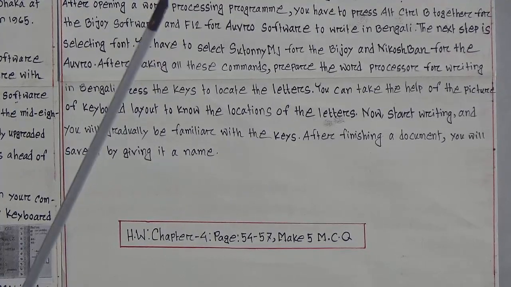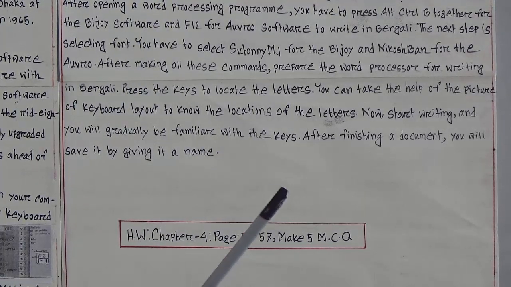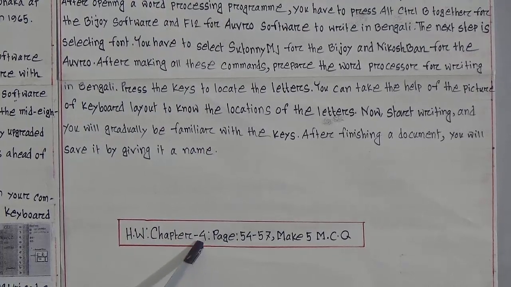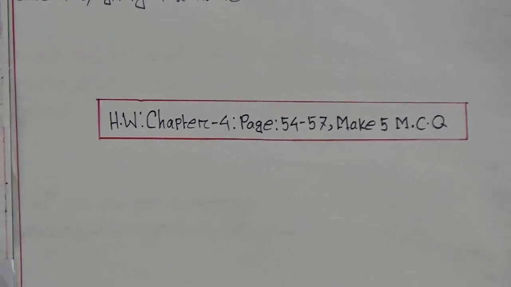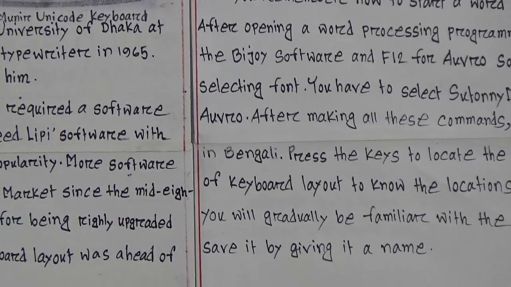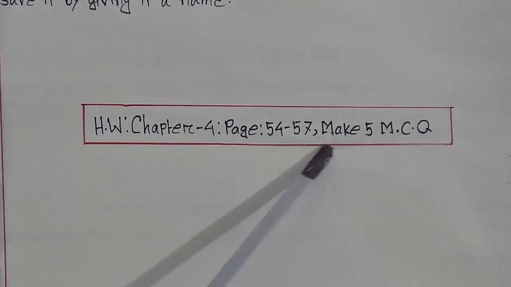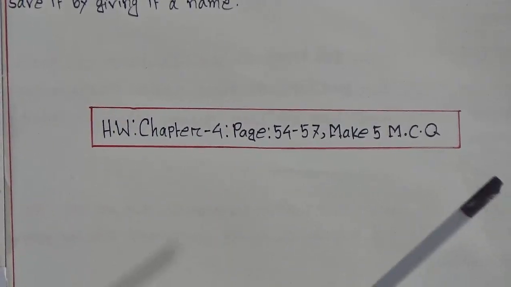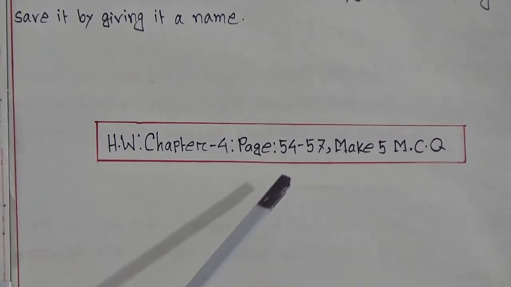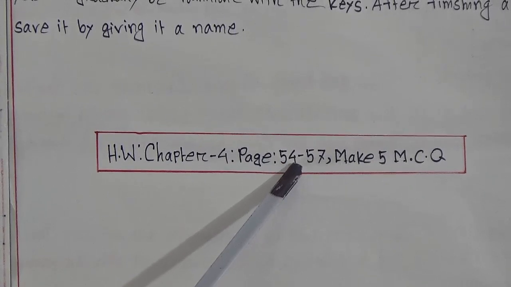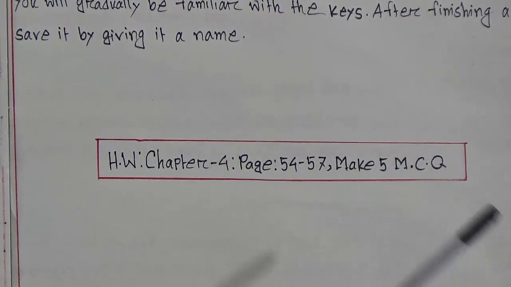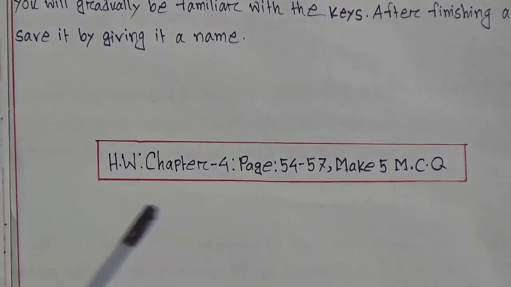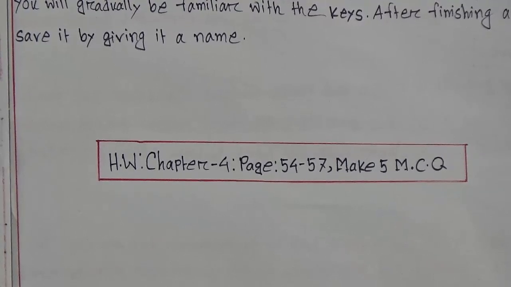This is our reading. Now look, I have given you your SW. Your SW is chapter 4, page number 54 to 57. From the very beginning I have told you, page number 54 to 57, make 5 MCQs. That means you will prepare from page number 54, 55, 56, 57. You will prepare only 5 MCQs and write them in your SW copy.